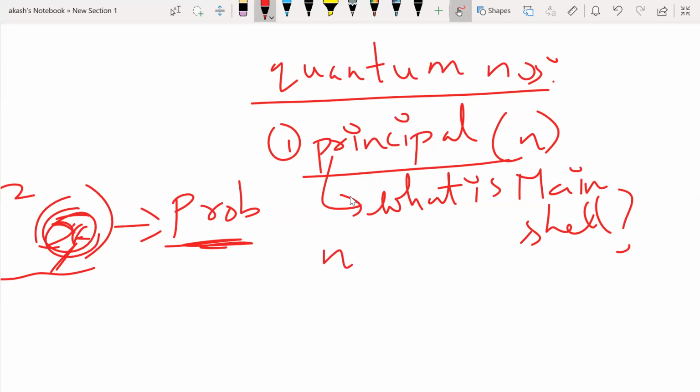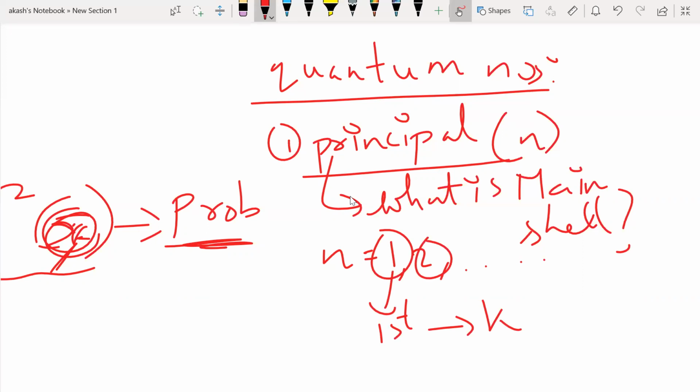Now remember, this n value can take values from 1, it cannot be 0. It has to start from 1 and can go to 2, up to any integer. If a particular electron has a principal quantum number of 1, that means this electron is in the first shell, or in different terminology, the K shell. When the principal quantum number is 2, the electron is in the second shell, or in other words, the L shell. That is about the principal quantum number.